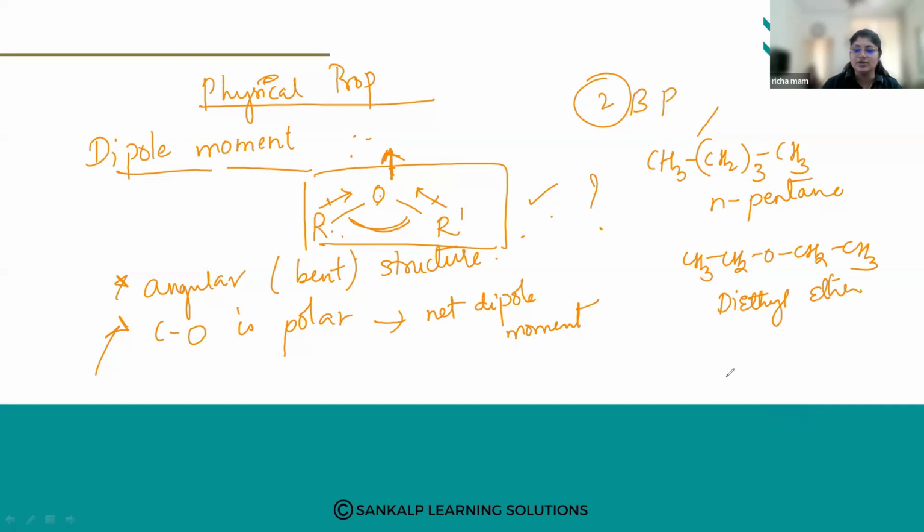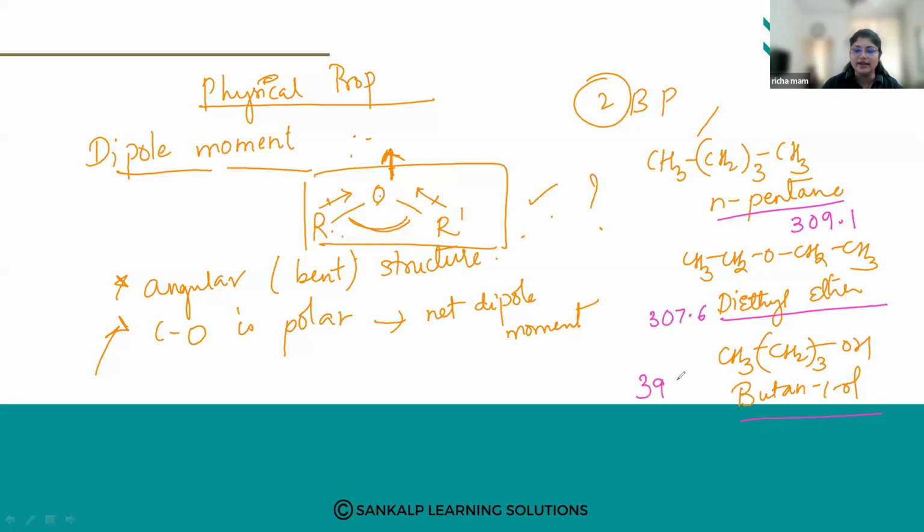Let me write it like this only. If it is CH3 (CH2)3 OH, so 3, 4, it is butan-1-ol. So now here we have n-pentane, diethyl ether and butan-1-ol. The boiling point of n-pentane is 309.1 and of diethyl ether is 307.6 and of butanol is 390.